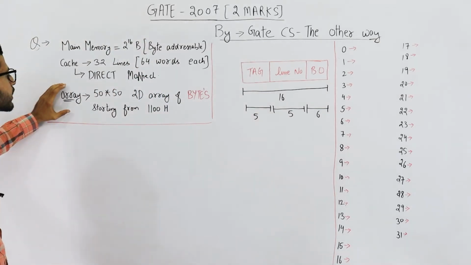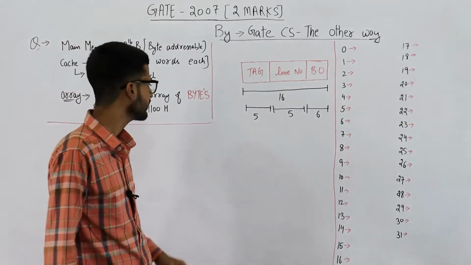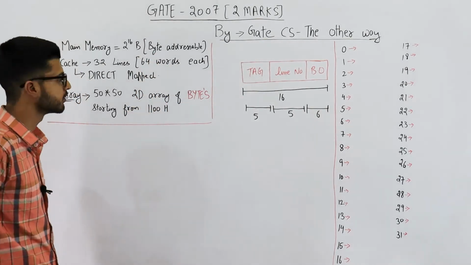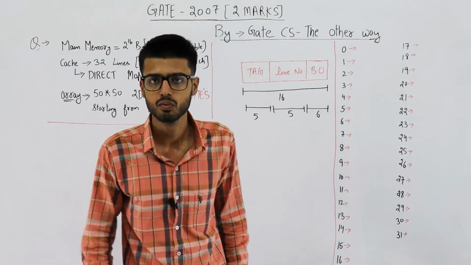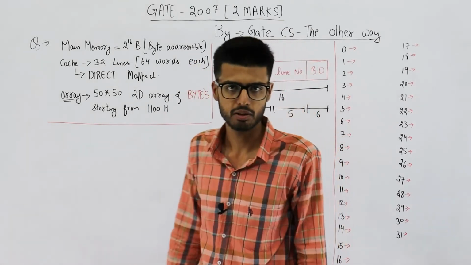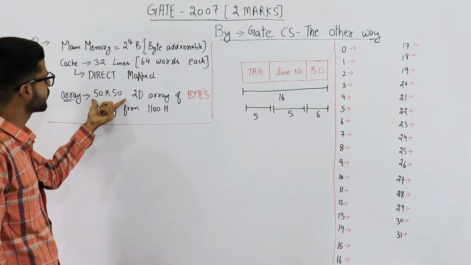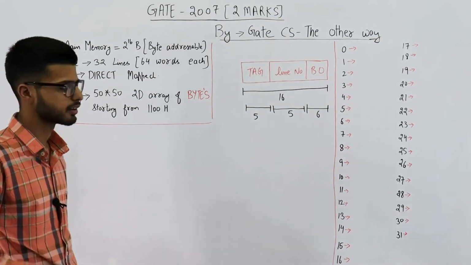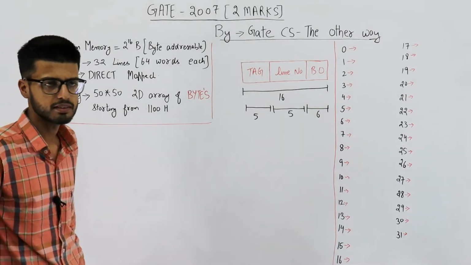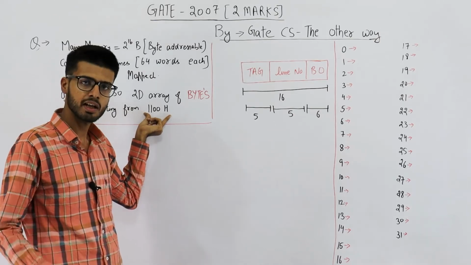Now let's talk about the array they have mentioned in the question. It's a 50 cross 50 2D array of bytes. The important point is it's an array of bytes. Also, we know one word is equal to 1 byte. That means we can say each element of this array is of one word. So each element in this array will occupy one address in the main memory, or one word in the main memory. So you have a total of 50 cross 50, that means 2500. We have a total of 2500 words or bytes in this array. Saying this also means this array will consume 2500 addresses in main memory starting from the address 1100 in hexadecimal.